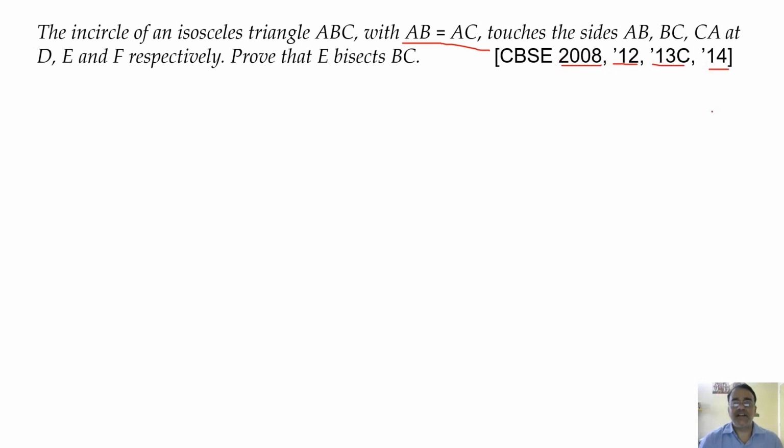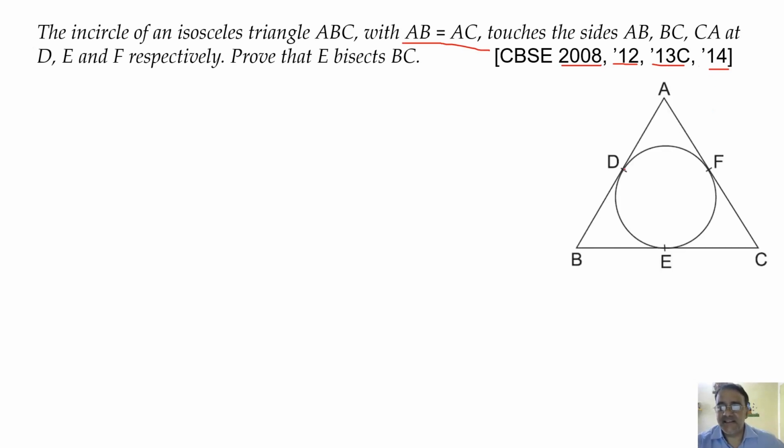So this is also a very important question. Understand the diagram carefully. The incircle of an isosceles triangle. There is a circle inside the isosceles triangle, right? And it touches AB at point D, BC at point E and AC at point F. We have to show that E bisects BC. Now this is a very simple question.